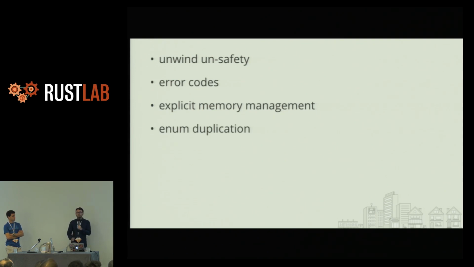Enum duplication. Unfortunately, the story for enums is not great between C and Rust. So we basically have to duplicate all our enums, and we use a lot of enums in our C wrapper. So, a Rust wrapper that looks like C.